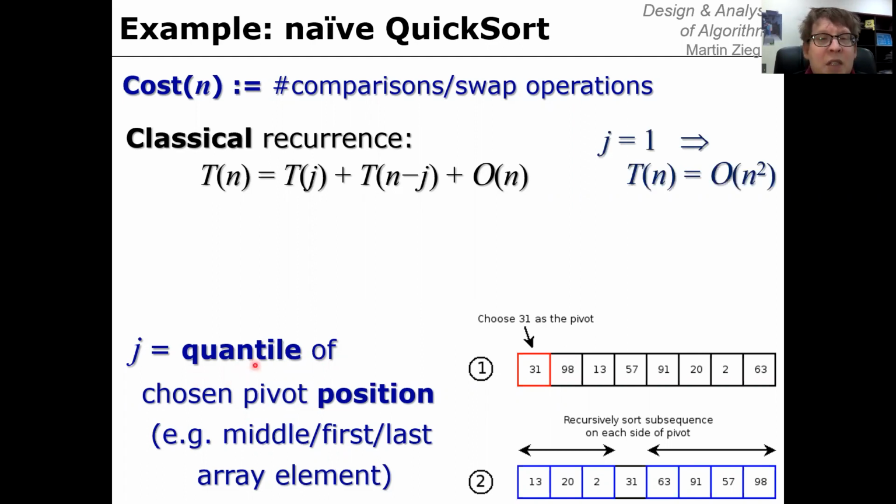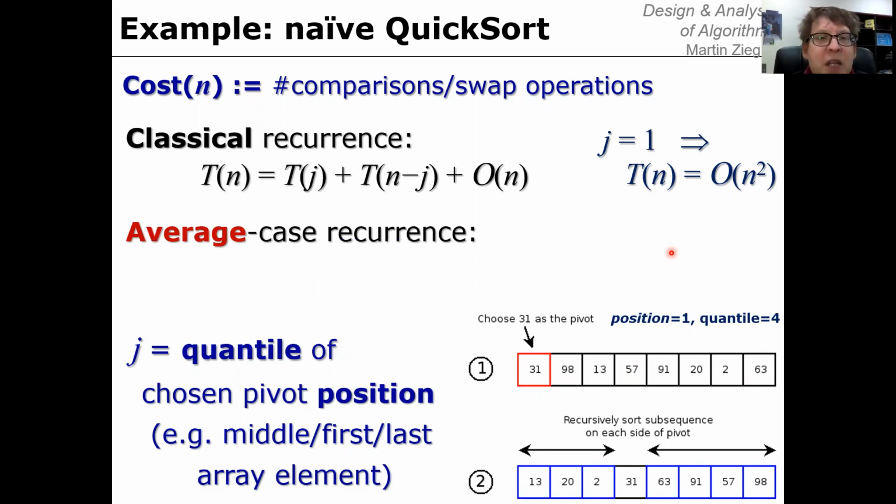In the worst case, if the quantile is 1, then it results in quadratic running time. If the quantile is n, then also quadratic running time. So what can we do here? Remember, in this example the position is 1, but the quantile is 4. So don't confuse these two quantities. But now we proceed from this classical worst case analysis to average case recurrence.